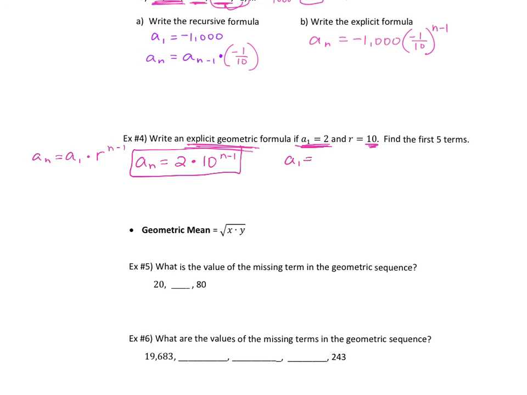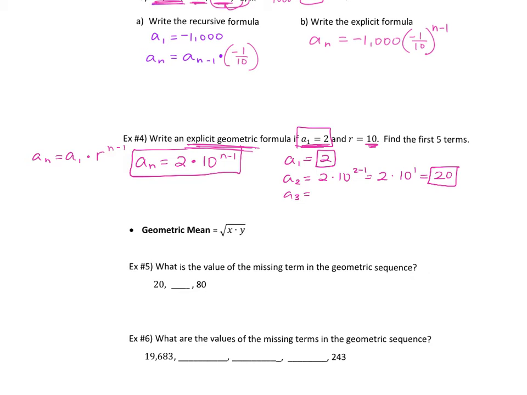Now don't do the extra work here. You could plug a 1 into the formula. You don't need to. They told you what a sub 1 was. It's 2. A sub 2, we would plug a 2 in. So this is 2 times 10 to the 2 minus 1. Well, that's just 2 times 10 to the first power, which is 20. Okay, so there's our first 2 terms.